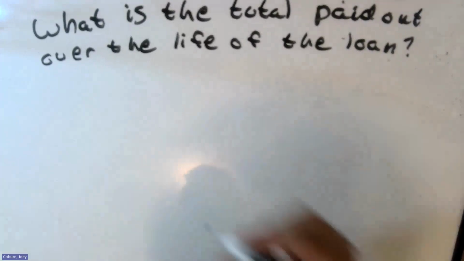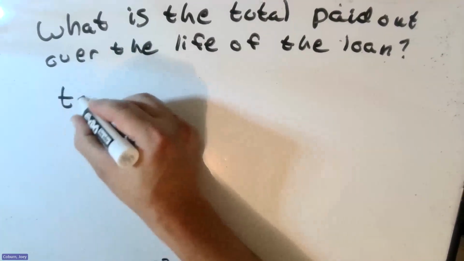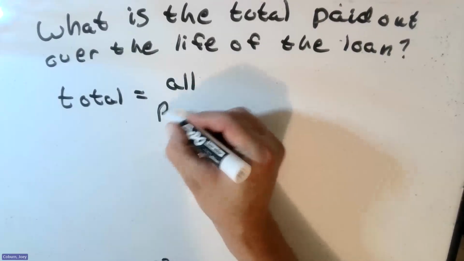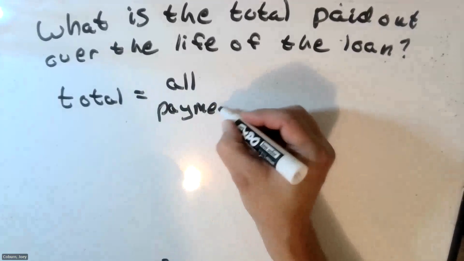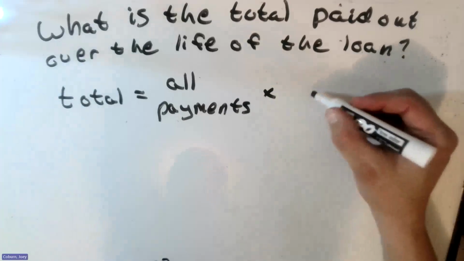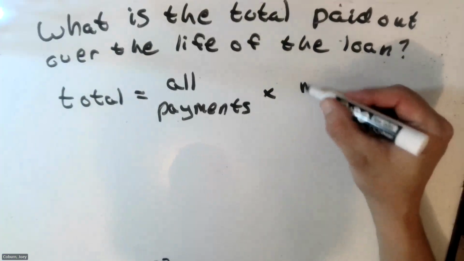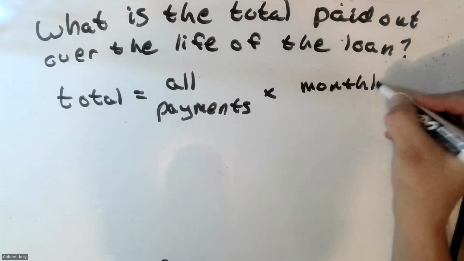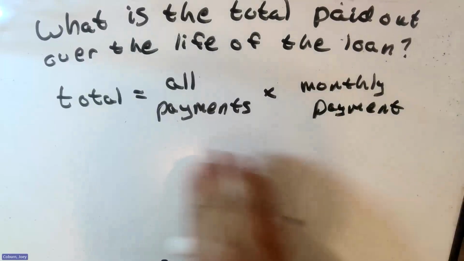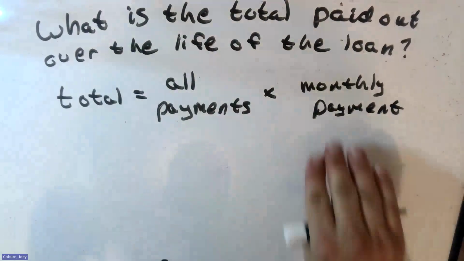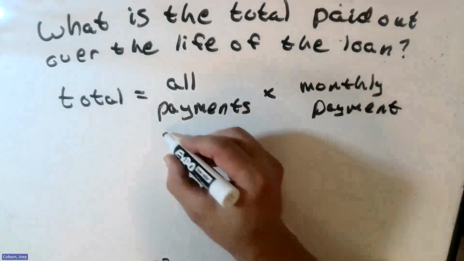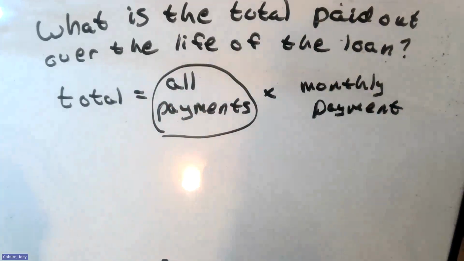So what we want to do is this. This total is going to equal the number of all payments times our monthly payment. Now, if it was a daily payment, then we would multiply all payments times the daily payment. But since we're paying monthly, we're going to do that. So all the payments, how do we find this? How many payments are we actually making?